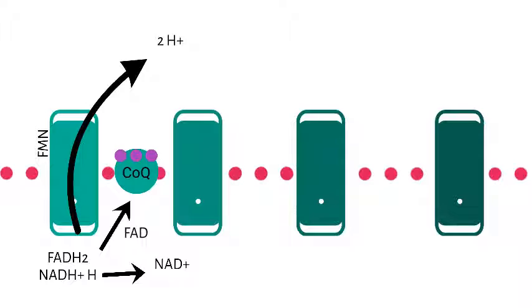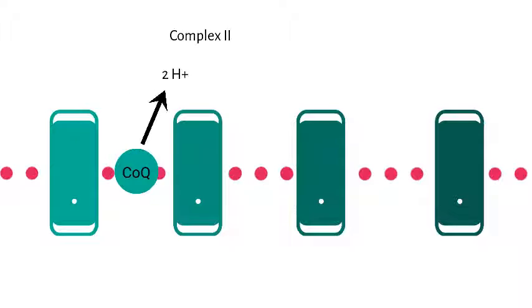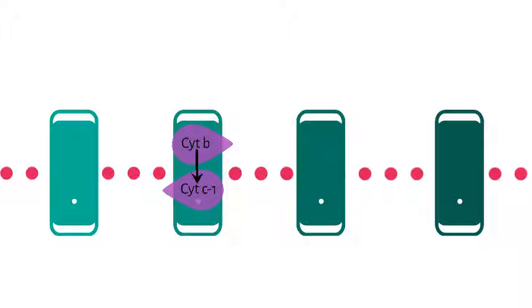CoQ carries the electrons from complex 1 to complex 2 at the same time of pushing FADH2 to make FAD, having those 2 hydrogen move out as well. The second complex, where 2 hydrogen move out of complex 2, cytochrome BC1, which moves the electron to site B and then moves it to site C.